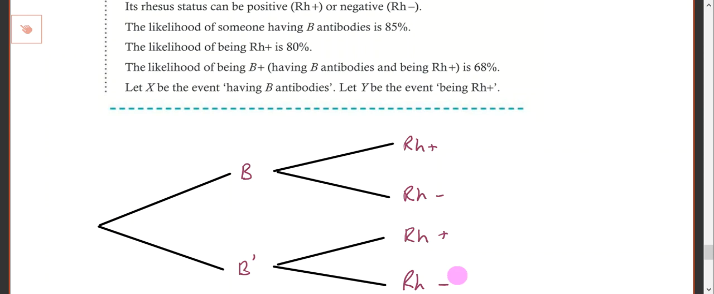Okay, let's put the information in. This is why it's a problem-solving one, because it's not just given straight in clear, nice order like before. So it says the likelihood or the probability of someone having B antibodies is 85%. Where does that go? So that's 0.85, so this will be 0.15. The likelihood of being Rh positive is 80%. Well, that's the question. Is it 80% just there, or has 80% got to include both roots?